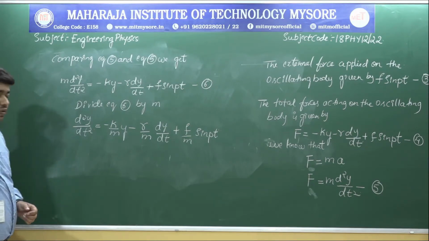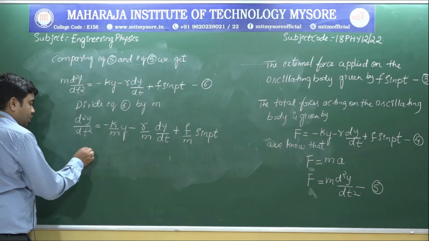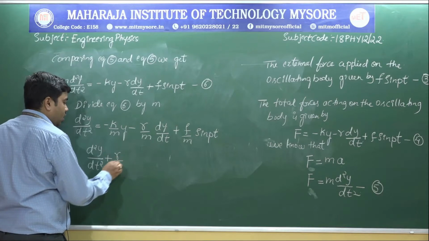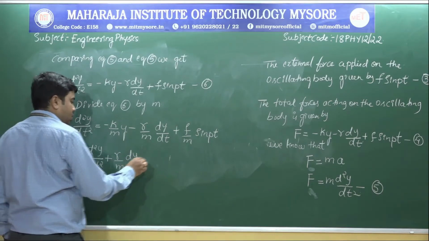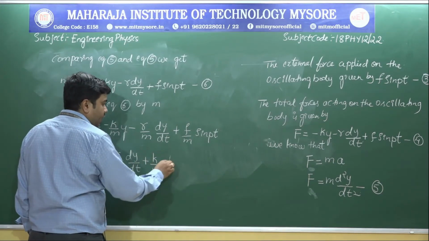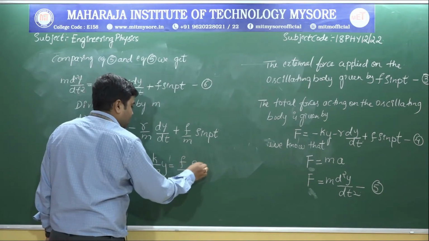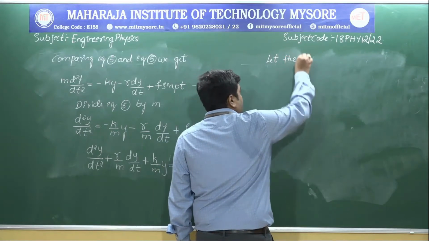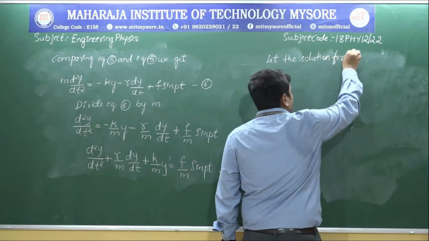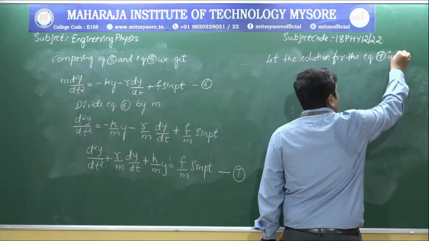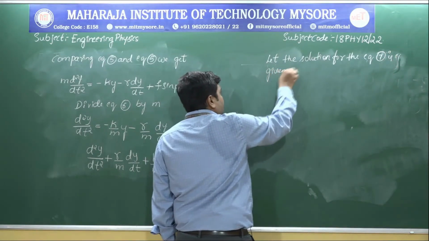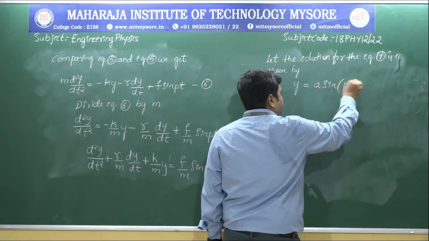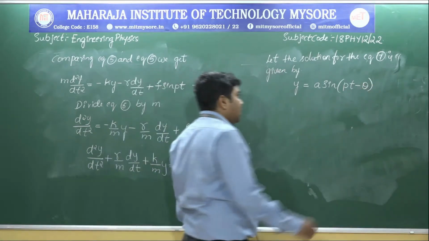We have to bring this to a second order differential equation form, so we will just rearrange it. This equation becomes d square y by dt square plus r by m into dy by dt plus k by m into y is equal to f by m sin pt. We will call this equation 7. Let the solution for equation 7 be given by y is equal to a sin pt minus theta. We will call this equation 8.